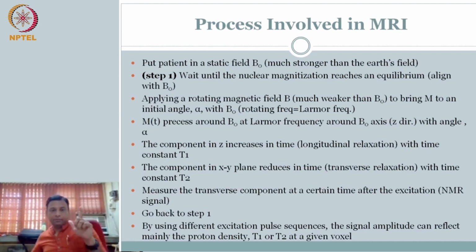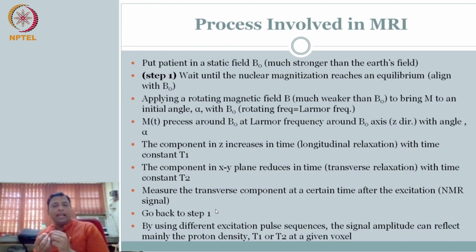And then here the steps talk about what happens if you switch off the excitation. Your static magnetic field is still there. You switch off the additional excitation rotating magnetic field. Once you do that, what will happen? In the XY direction, it will start to become random, right?